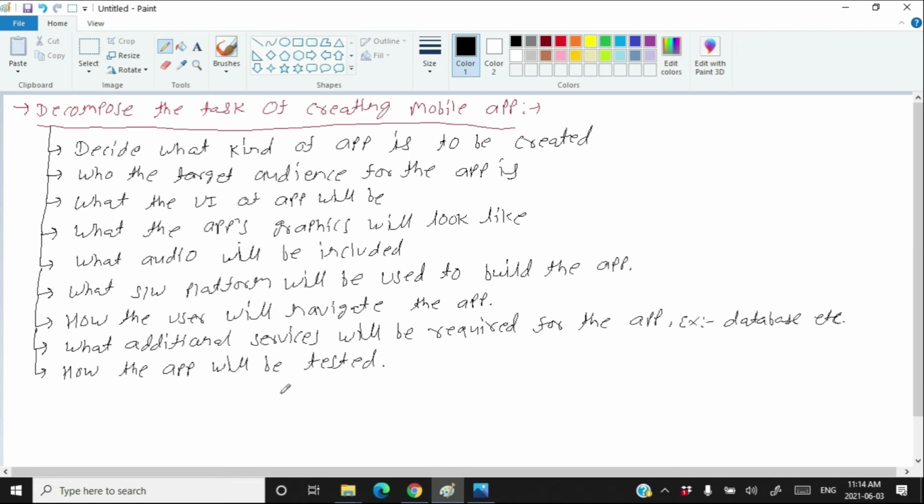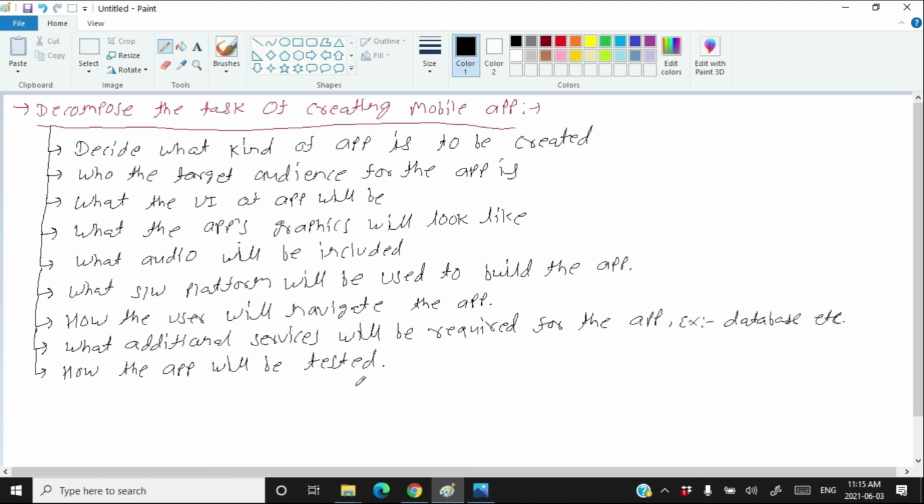You are thinking about what kind of software or platform you are going to build the app with, how a user will navigate the app, what additional services you can provide through your app, and how your app will be tested. You are thinking in terms of such small points, not about creating a mobile app as a whole. So this is the decomposition of a problem. Instead of thinking about creating a mobile app as a whole, you are thinking about all these things separately, and then you put them together.